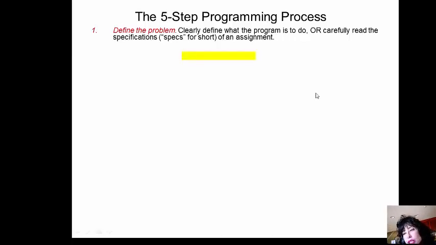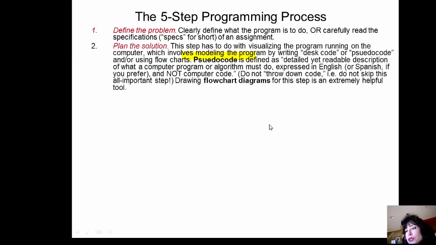Number 2, plan the solution. This step involves visualizing the program running on your computer, and that might involve modeling. For example, let's say you're doing a payroll program, then your code kind of has to model a bank. And you're going to write desk code, which is sometimes called pseudocode, and sometimes you might use flowcharts during this step. Let's talk about pseudocode. Pseudocode is defined as a detailed yet readable description of what your program or algorithm must do, expressed in English or Spanish if you prefer, but not any computer code.